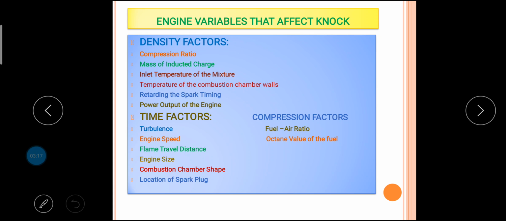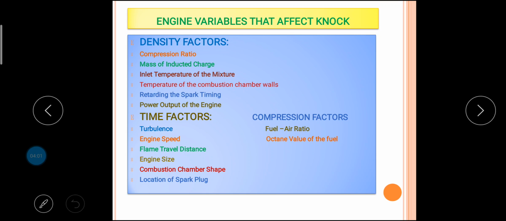Engine variables that affect NOC. There are three factors that mainly affect NOC: density factors, time factors, and compression factors. Under density factors: compression ratio, mass of inducted charge, inlet temperature of the mixture, temperature of the combustion chamber walls, retarding the spark timing, power output of the engine. Under time factors: turbulence, engine speed, flame travel distance, engine size, combustion chamber shape, location of spark plug. And under compression factors: fuel air ratio and octane value of the fuel. Let's discuss one by one.